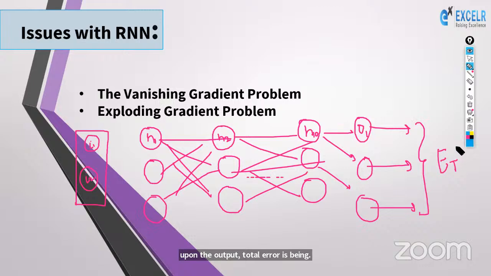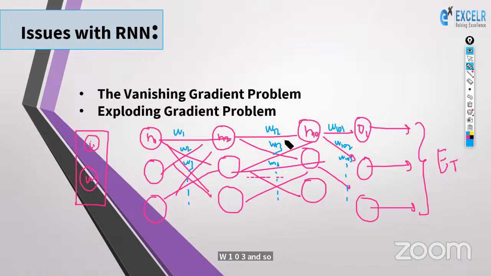Right? And if I talk about the weight values, here we have weights. Let's say here we have W1, W2, W3, and so on. Let's say here we have W12, W13, W14, and so on. Let's say we have W101, W102, W103, and so on. Since we have 10 hidden layers, guys, there will be a lot of weights.